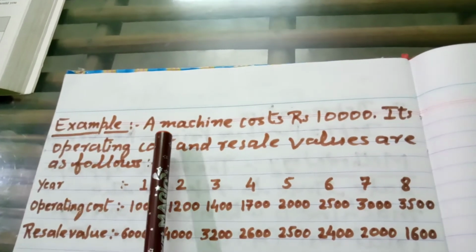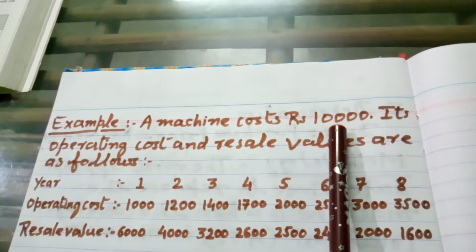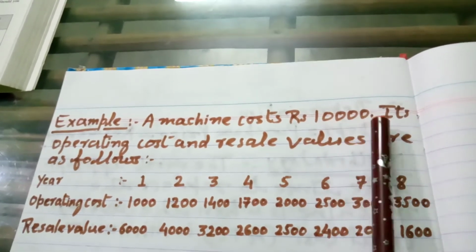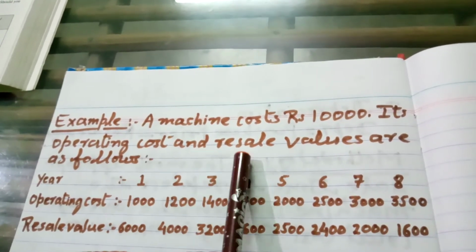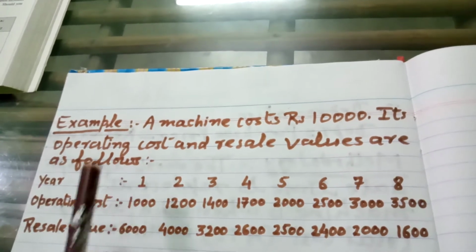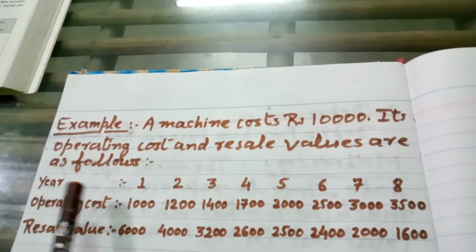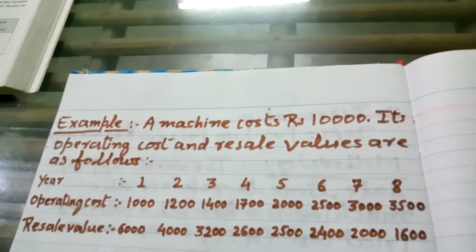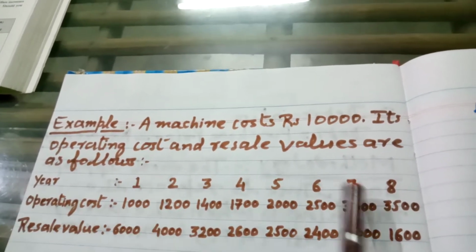It is given that a machine costs rupees 10,000, which means the purchase price of the machine is rupees 10,000. Its operating cost and resale values are as follows. The data is given for 8 years. Here you can see year 1, 2, 3, 4, 5, 6, 7, 8. Then operating cost year wise are given.